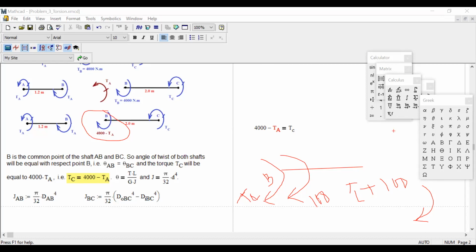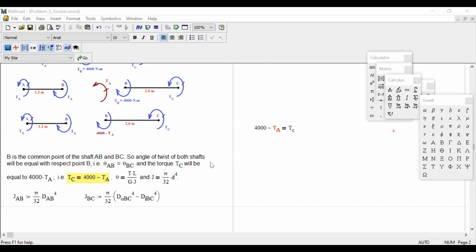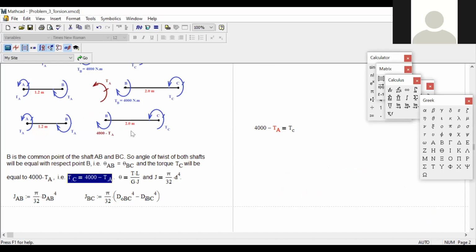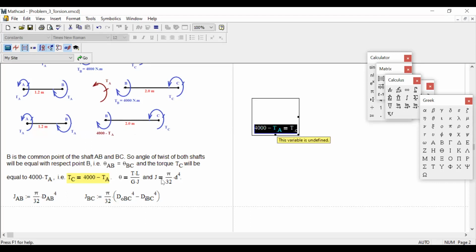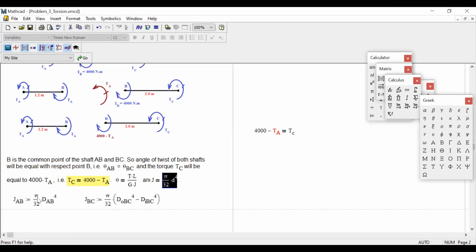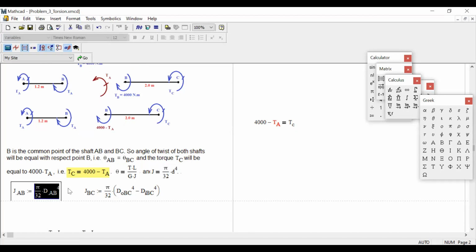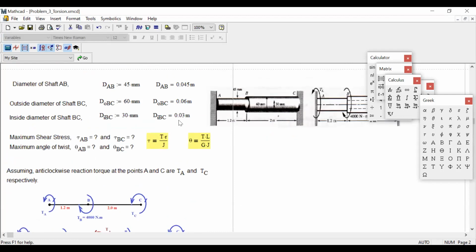Okay. So go back to the problem. We are saying TC will be equal to this because at both ends the torque has to be equal and opposite. So that's why we say 4000 minus TA equals TC. Then we use this formula, theta and J. So you first figure out J for shaft AB. Shaft AB is a solid shaft. There is no hollow.